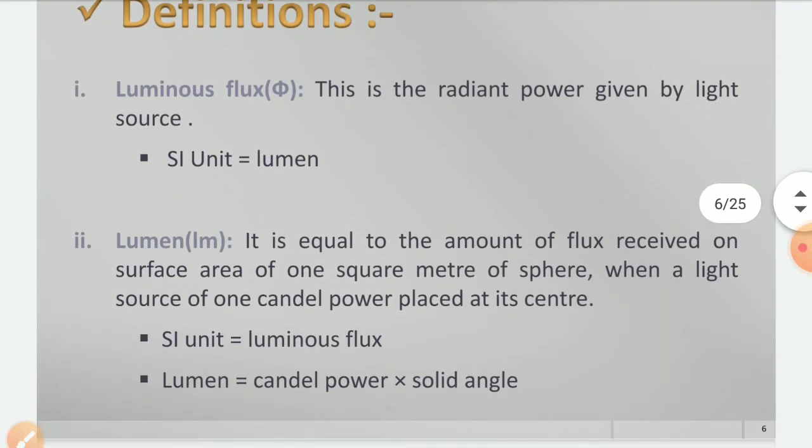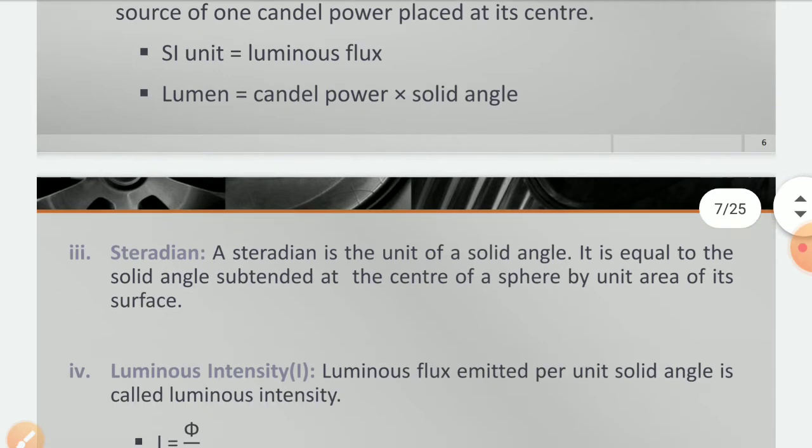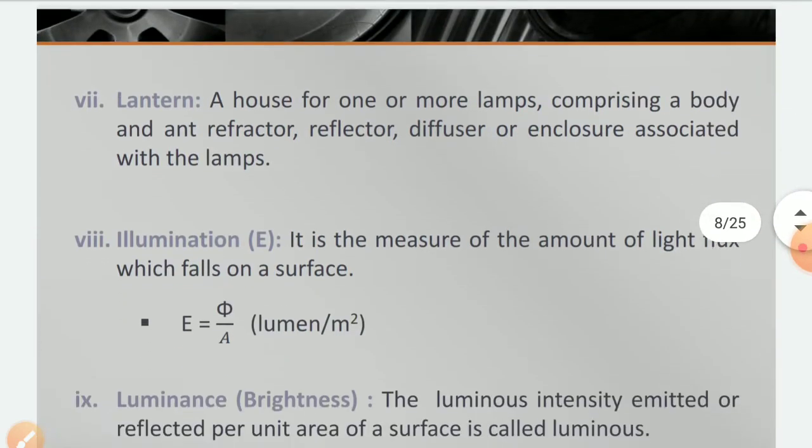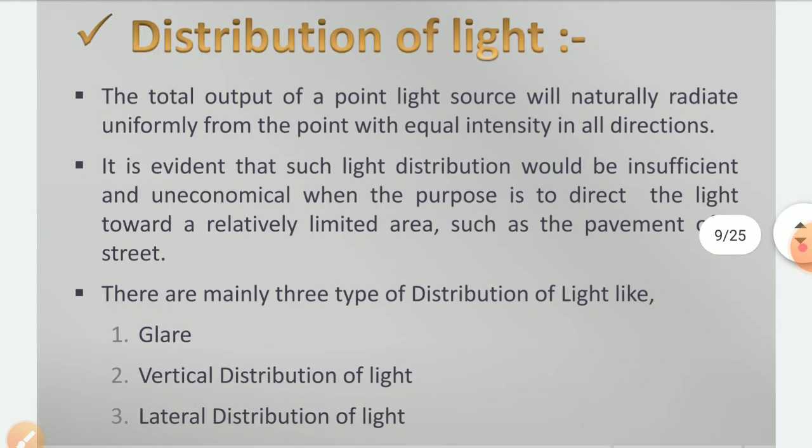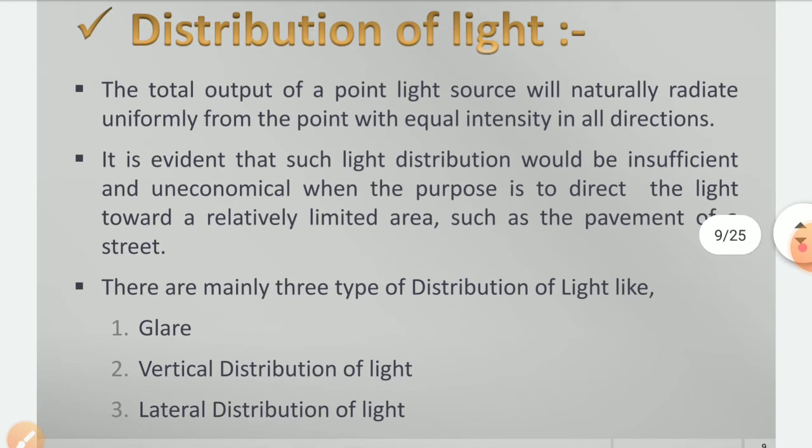The definitions related to illumination were already explained in the previous classes. Now, the distribution of light: the output of a point light source is naturally radiated uniformly from the point with equal intensity in all directions.